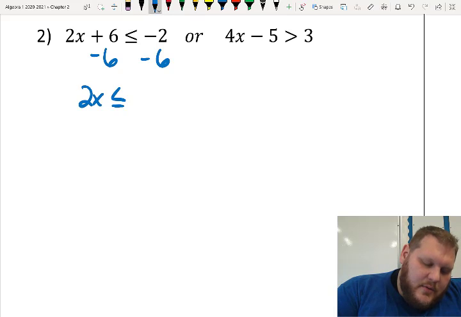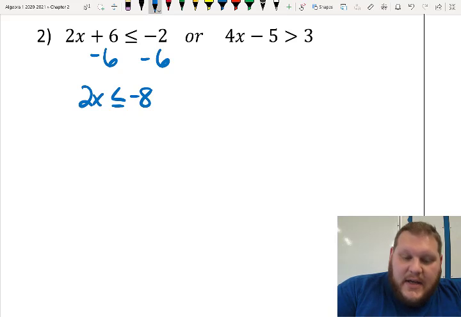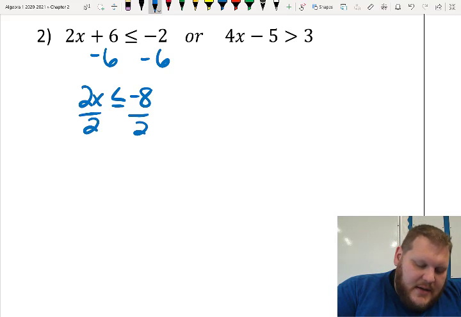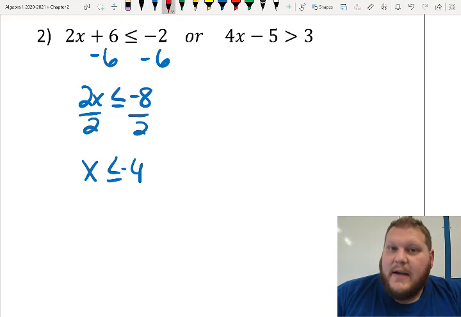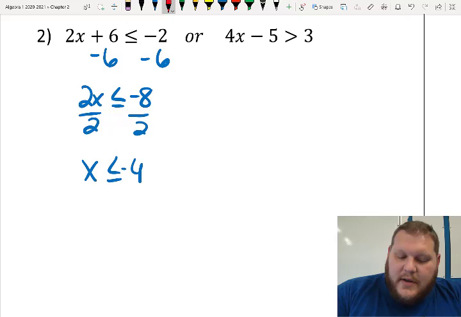2x is less than or equal to -8. So then I divide by 2 on both sides, and I get x is less than or equal to -4. Over here, I'm going to add, I forgot to switch to red. Over on the right side, 4x minus 5 is greater than 3.